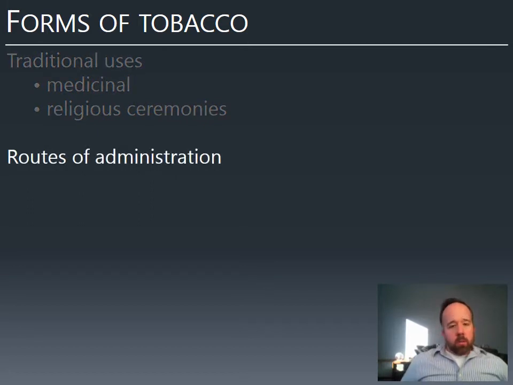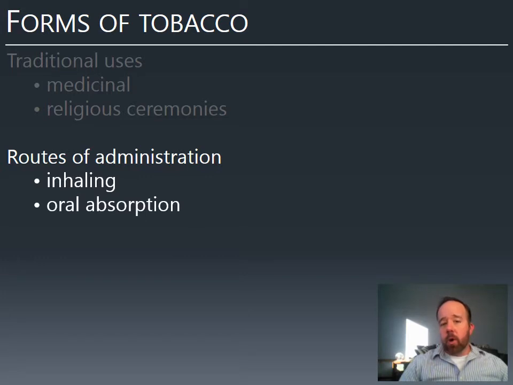So there are not just forms of tobacco use, but there are also forms of tobacco itself, and this determines the route of administration. So inhaling is obviously a very popular one. It's the most common way of using tobacco today, but that wasn't always the case. The other way is absorption orally. Not so much ingestion, not swallowing the tobacco, but holding in the mouth in one form or another.